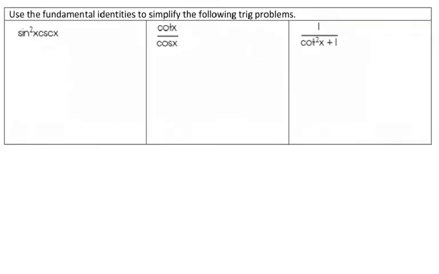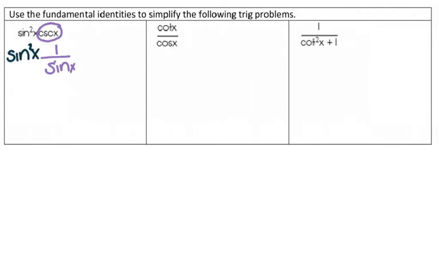Okay, so we're going to use the fundamental identities, the ones we just talked about, to simplify the following trig problems. Okay, so if I look at the first one, I have sine squared x and then cosecant x. And so the first thing that I notice is I see the sine squared, but it's not sine squared plus anything or sine squared by itself. So I'm not going to be using a Pythagorean identity, but I do know that this is a reciprocal identity. So I'm going to replace the cosecant with 1 over sine, because that's my reciprocal identity, and then I have sine squared x.